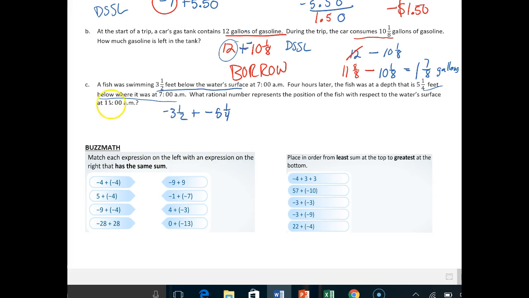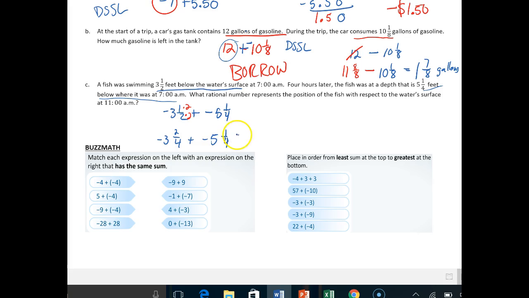So at 11 a.m. Notice I didn't use 11 a.m., 7 a.m. Don't always just use the numbers that are in the word problem. You've got to pick out the ones that are relevant. So basically, I just need to add here. Now, when you add, you need to make sure that you have common denominators. So I want to multiply this guy by 2 to get my common denominators. So it's going to be negative 3 and 2/4 plus negative 5 and 1/4.